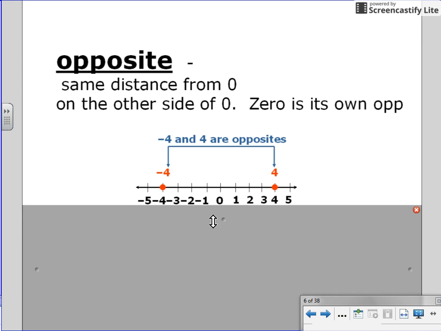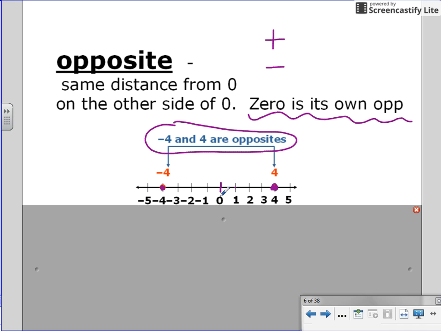If I was going to draw a picture here, you have a number line where 0 is in the middle, and I go out here, 1, 2, 3. Here's positive 4, negative 1, negative 2, negative 3, negative 4. There's negative 4. We say that they're opposites, same distance from 0. They're on the other side of 0. Typically, one of them is positive, one's negative, except for 0, which is smack dab in the middle, and 0 is its own opposite. So that's what opposites are.